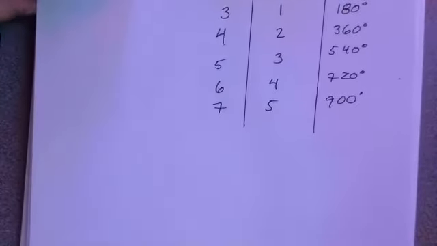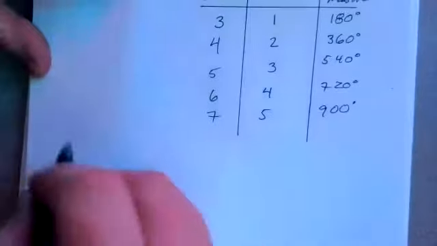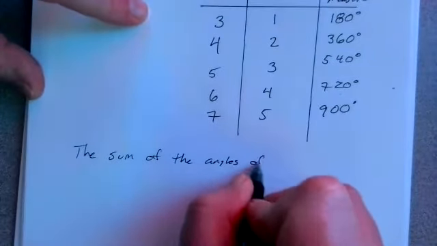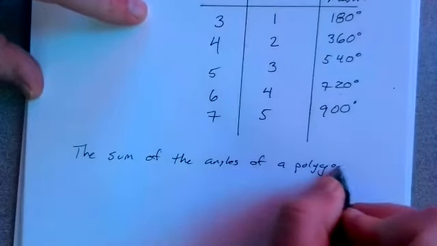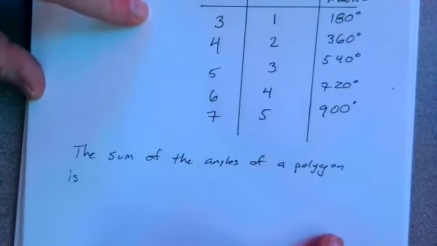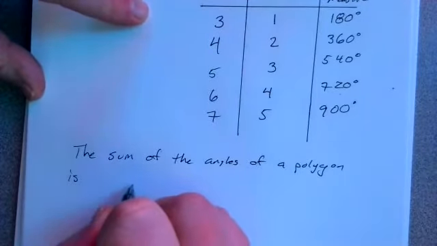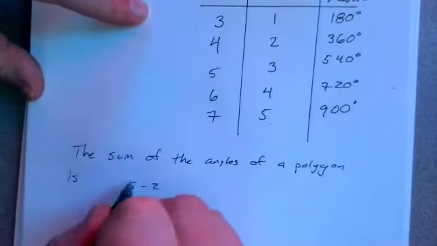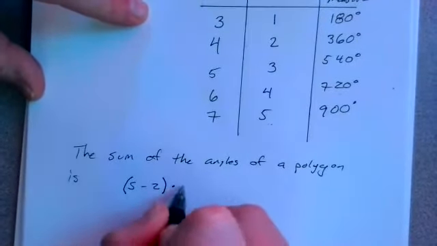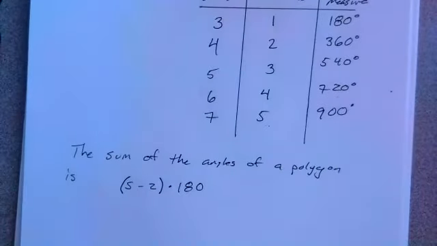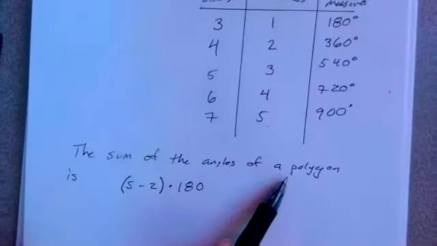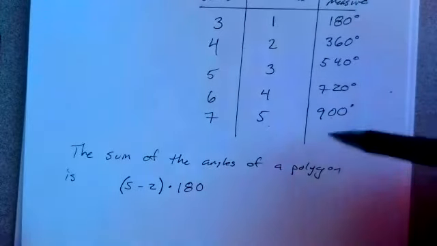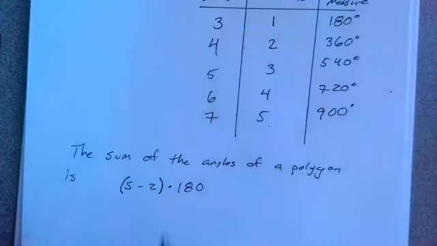So we can start to make a statement here. The sum of the angles of a polygon is the number of sides, let's call them S. So we're going to say S minus 2, the number of sides minus 2, because that would give us the number of triangles. And then we take the number of triangles and multiply it times 180. So our total angle measure is equal to the number of sides minus 2 times 180. Let's make that a formula.